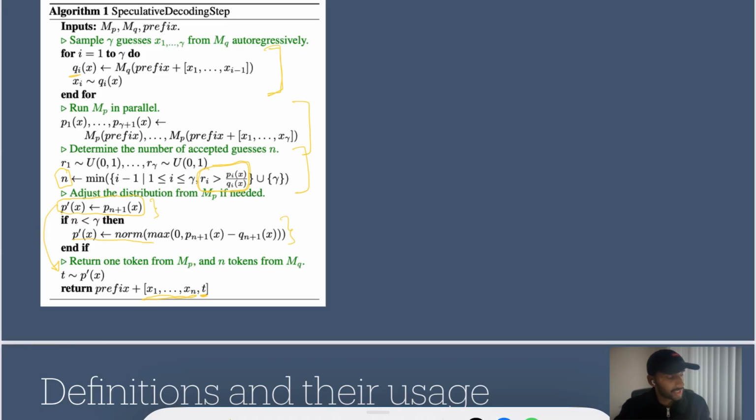I hope the speculative decoding algorithm is clearer, both in terms of the pseudocode and in terms of how we may implement this in code. Thank you.